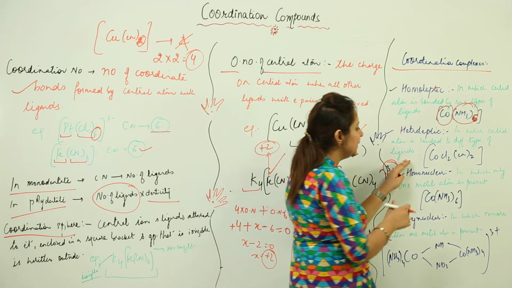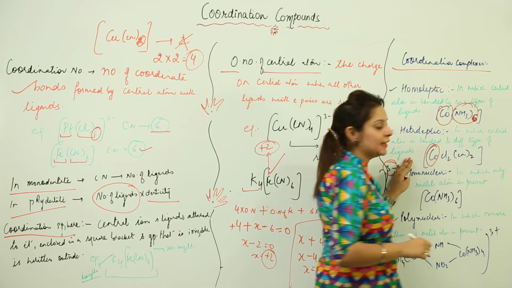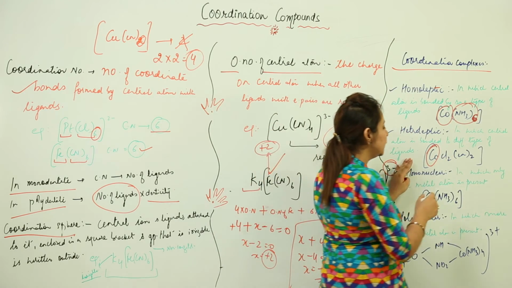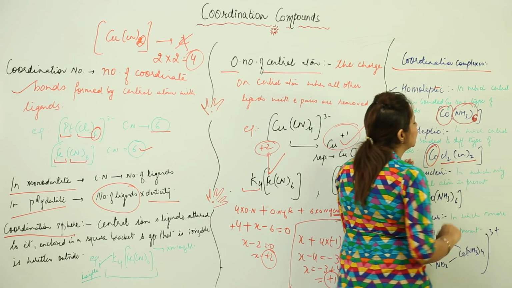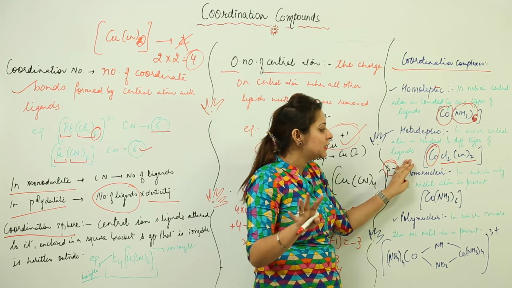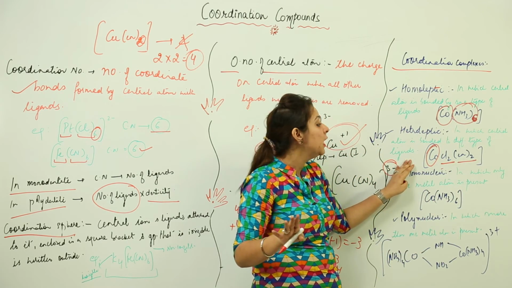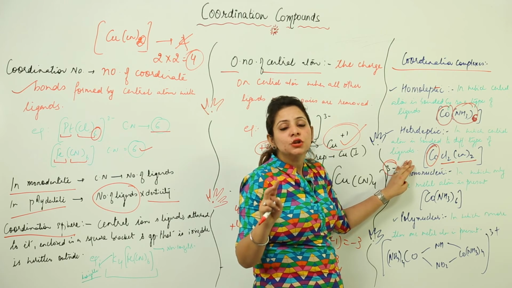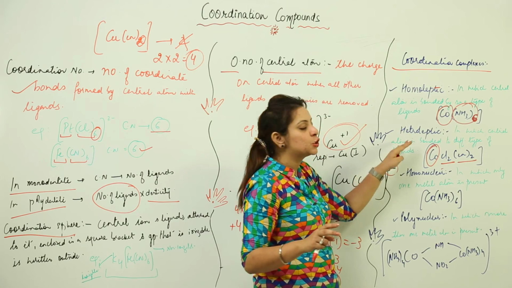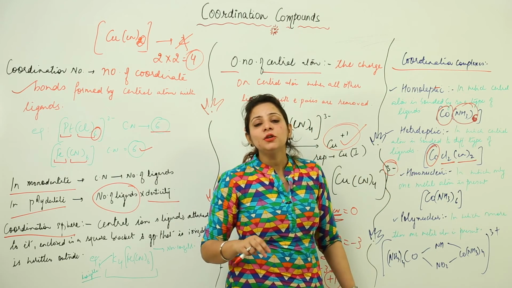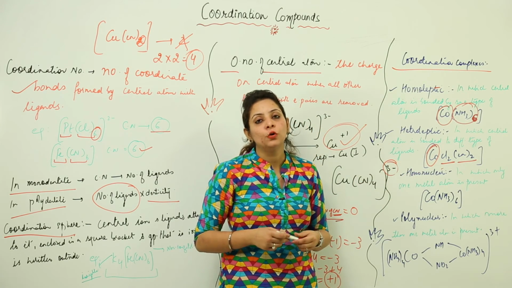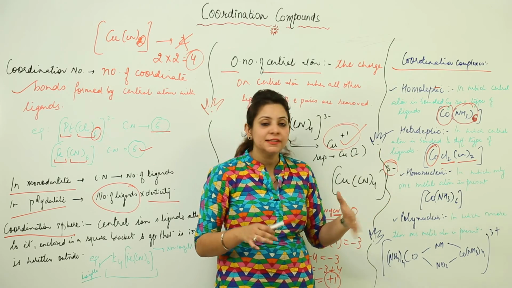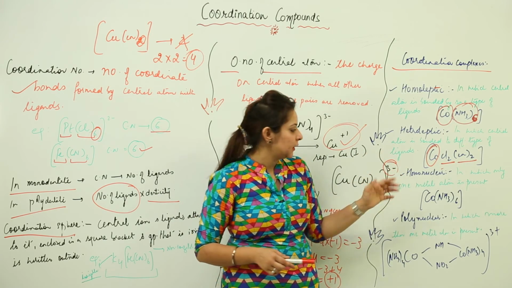But here, the central metal atom is again cobalt, but 2 en are present and 2 Cl are present. That means the number of ligands is 4, but the ligands are different, 2 Cl and 2 en. So it is a heteroleptic complex. Whenever you see that the ligands are similar, it is homoleptic. When you see that the ligands are different, it is heteroleptic.